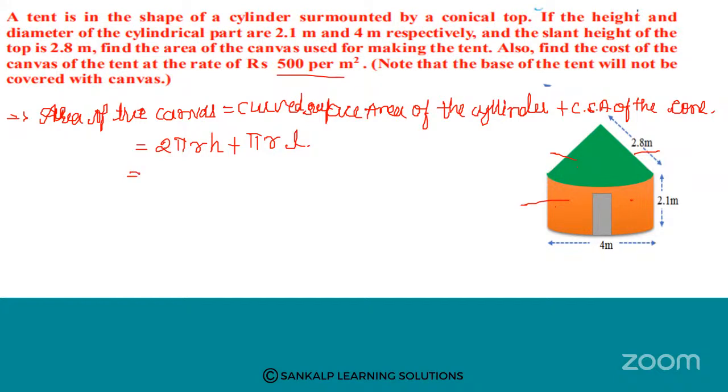Right? Now, 2 pi RH and pi RL. Here pi R is common. Therefore, I will take pi R common. What will remain in the bracket? 2H plus L. Right? 2H plus L.